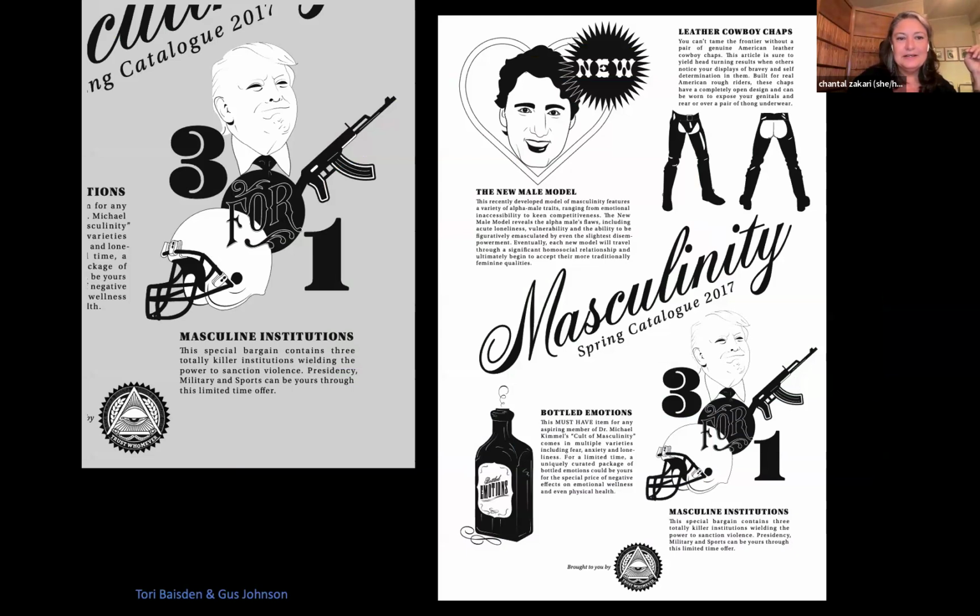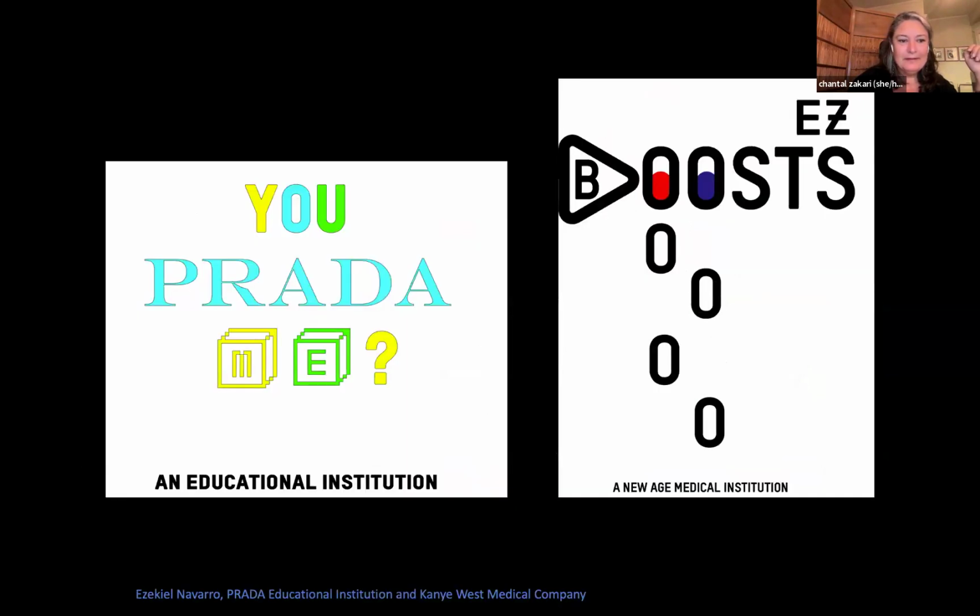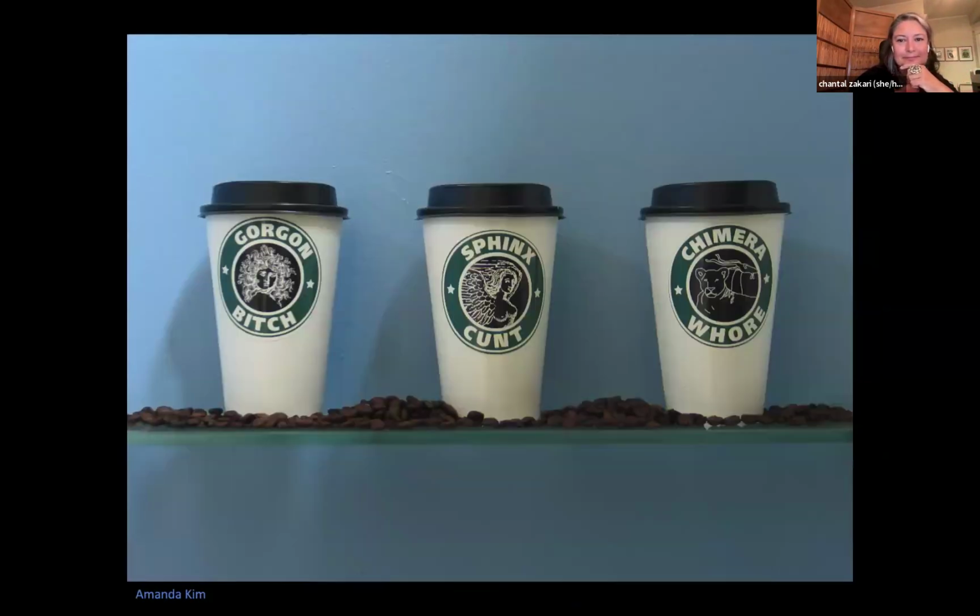And this is Tori and Gus, who did a poster on masculinity. This is from the Spring Catalog 2017. And you'll see that there is 1, 2, 3 different ways of proving your masculinity, very tongue-in-cheek. Ezekiel Navarro did redesign the Prada logo. It's a fictitious Prada educational institution and Kanye West medical company. Amanda Kim designed coffee cups with Greek gods, referring to Starbucks.